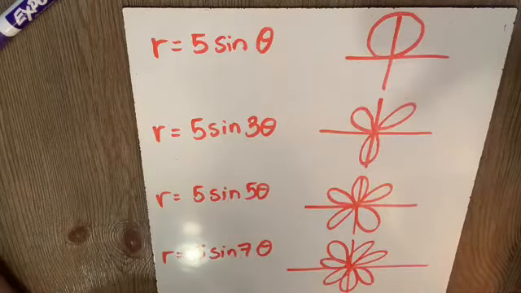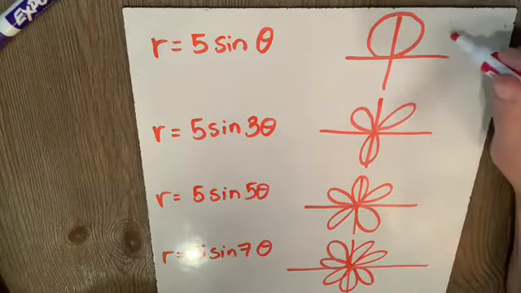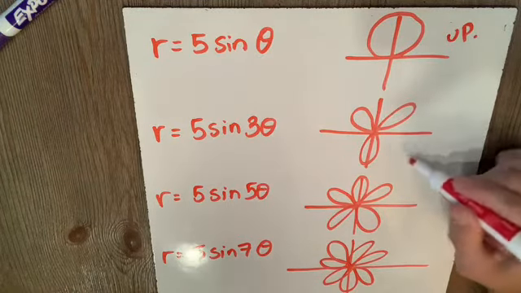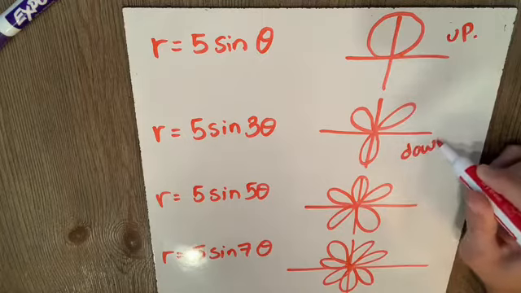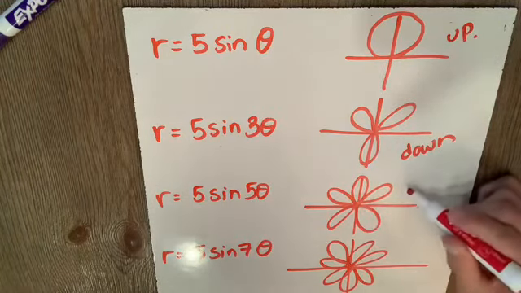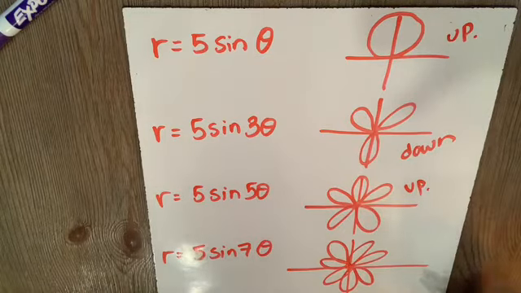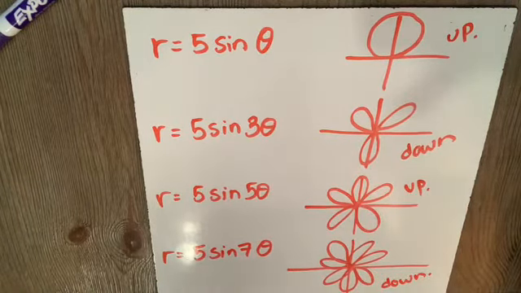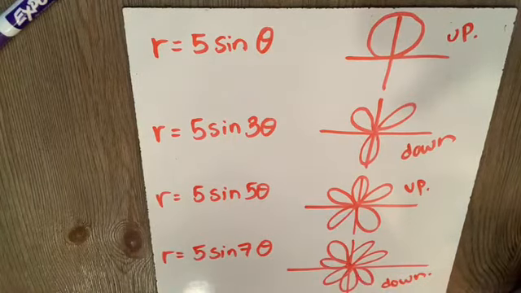R equals 5 sine 1 theta. That was a circle pointing up. R equals 5 sine 3 theta. That was our little bunny rabbit with its head pointing down. R equals 5 sine 5 theta. That was like a starfish with its head pointing up. R equals 5 sine 7 theta. That was this shape with 7 heads. I don't know. But the one that's bisected is pointing down.